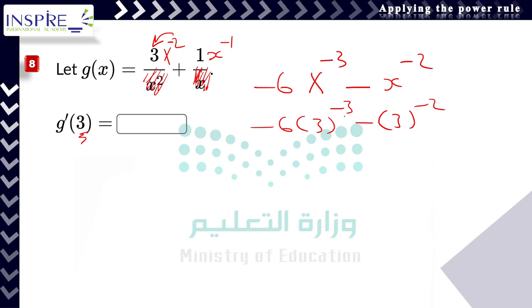It will give you negative 2 over 9, minus 1 over 9, so it will be negative 3 over 9, which is negative 1/3. I hope so, it's negative 1/3. Just 1 second. 3, 27 cancel. It will be negative 2 over 9. This one, okay, it will be negative 1/3.